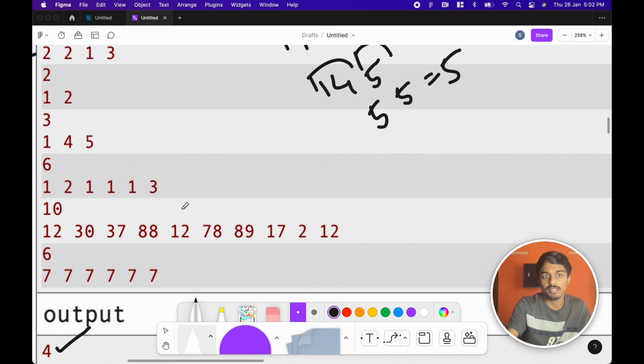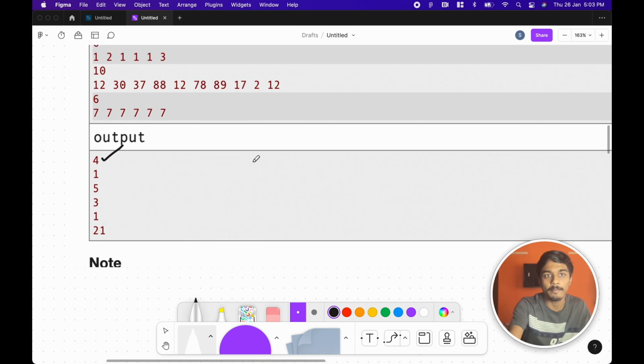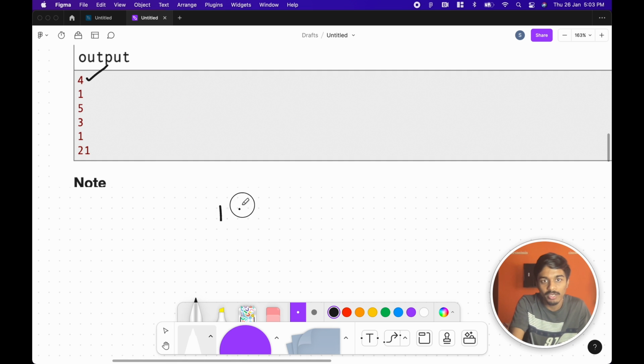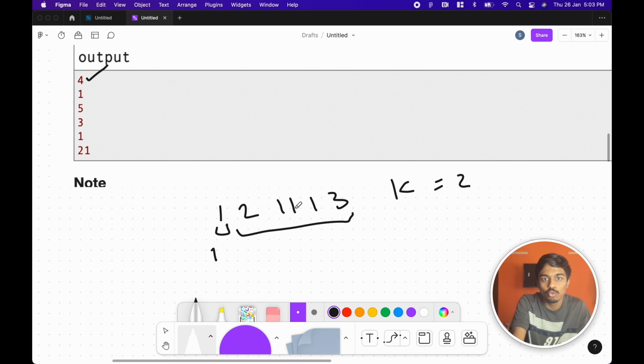Now this is an interesting example: 1, 2, 1, 1, 3. Let's trace it out. For now, let's take k value as 2 here. The sums come to 1, 2, 3, 5, 6, 7, 8. Here, 1 is the GCD.